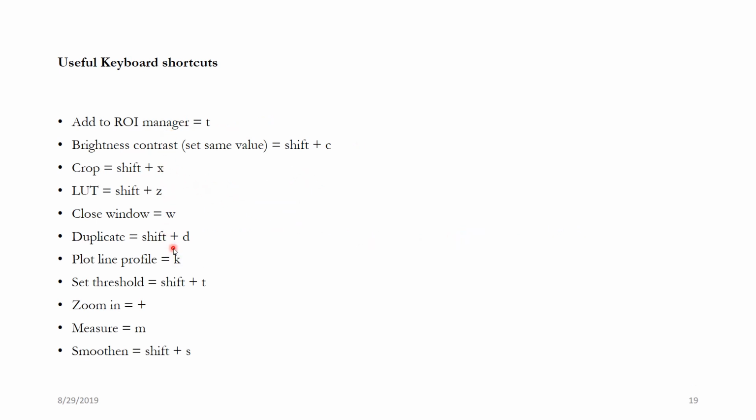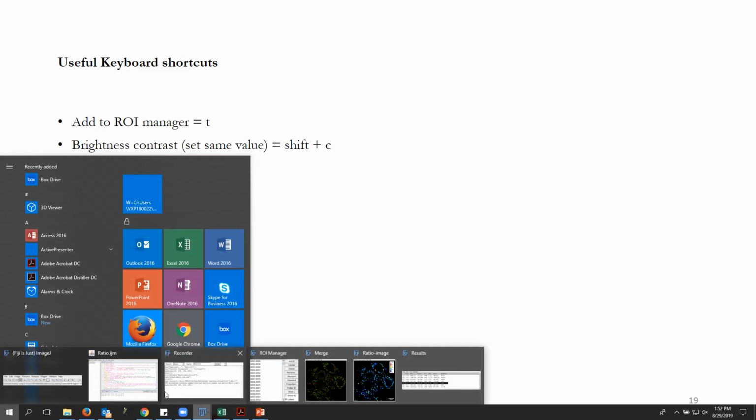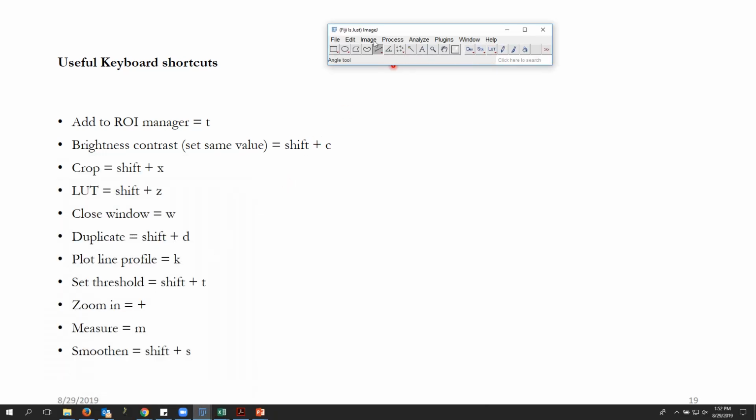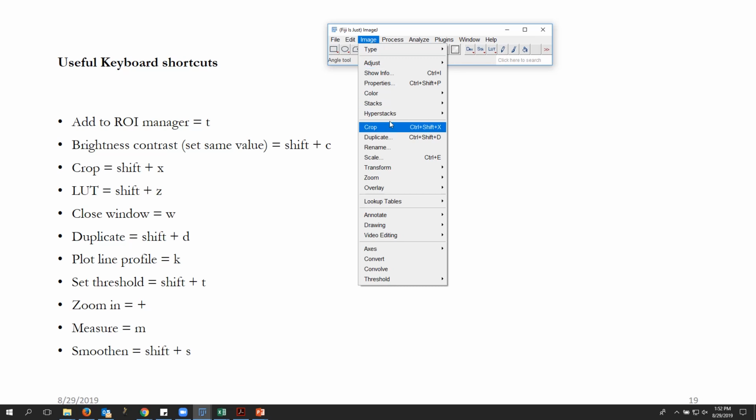How did I figure these out? If you see the image software, whenever you go to any command here, you see, for example, for cropping, Control plus Shift plus X. In Windows, pressing Control is also not needed, only Shift plus X. For duplicating, Shift plus D. So all of these commands are already written there, so that your analysis can become very fast.